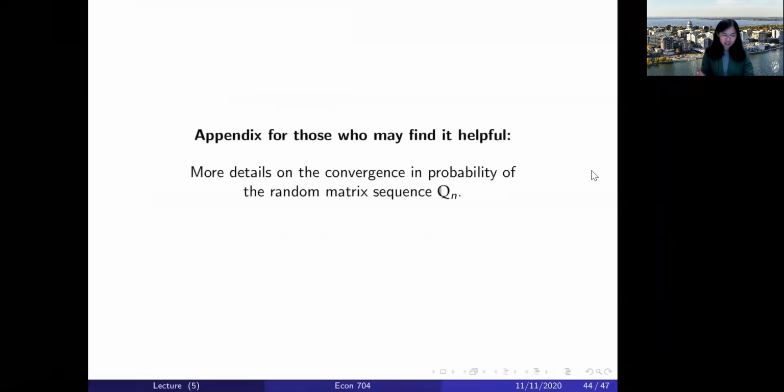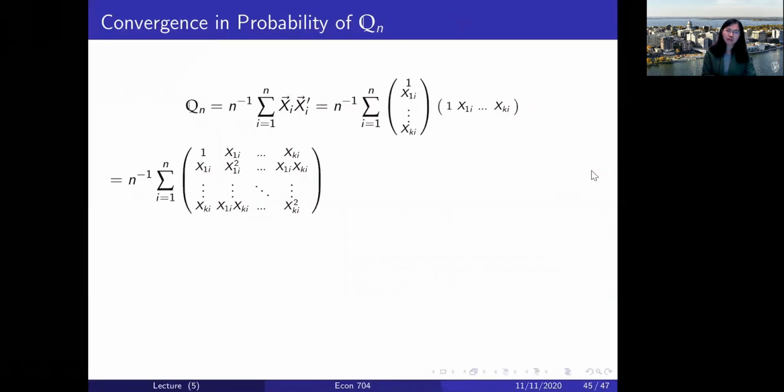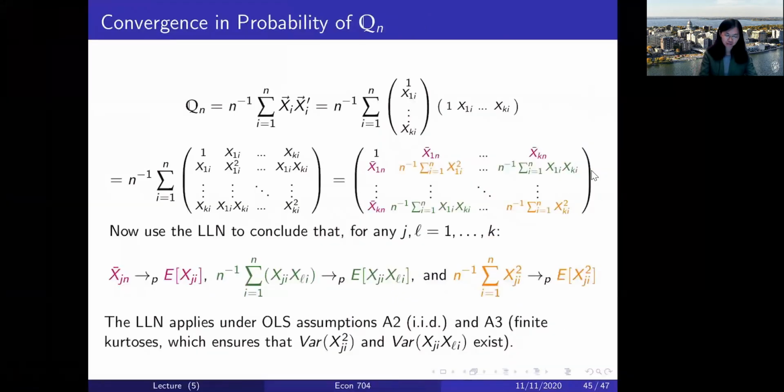And the last few pages of these slides you might find useful if you're not used to the notation of random matrices. These slides will break down the notation of random matrices for you. It might be helpful, but I will not go through that in detail.